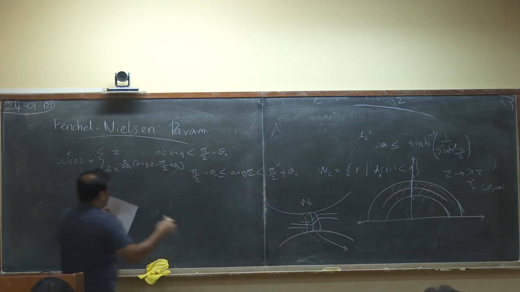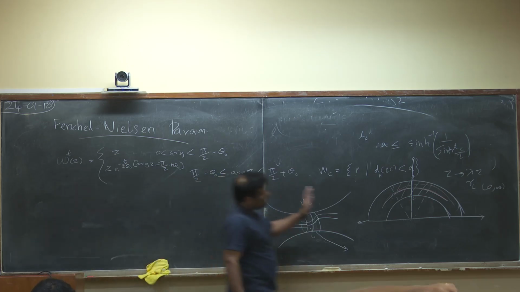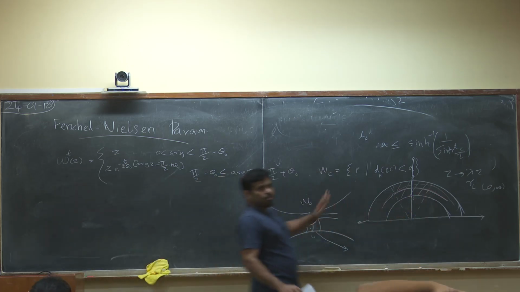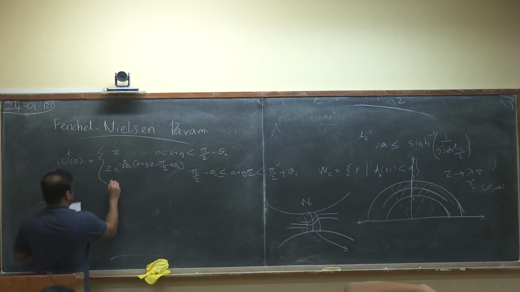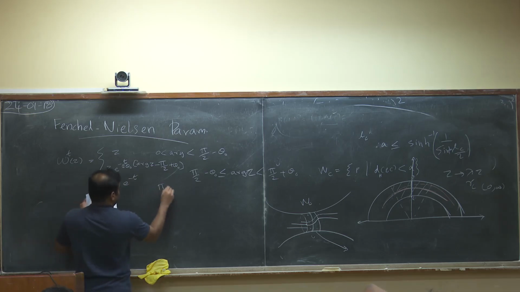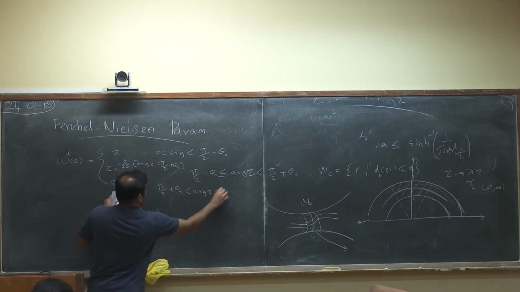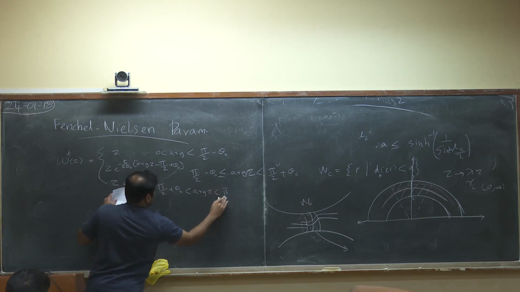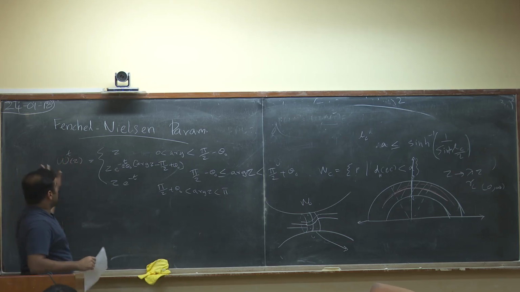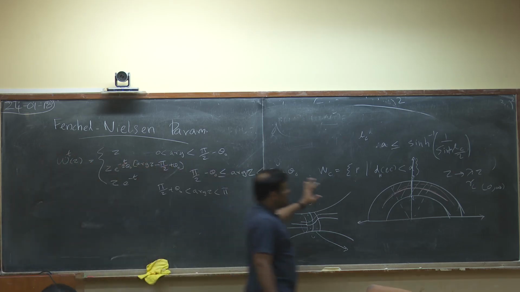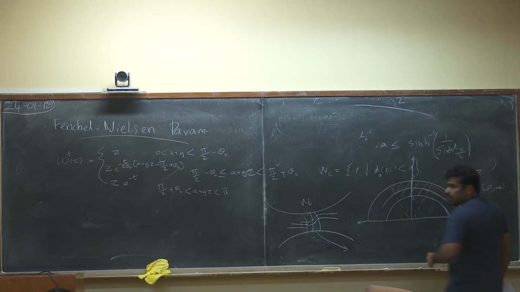And then once I pass the collar region, I am supposed to stop my deformation, so that it becomes C times e raised to minus t for pi by 2. So here we constructed the quasi-conformal transformation on the upper half plane.